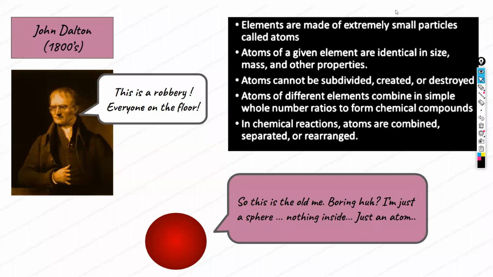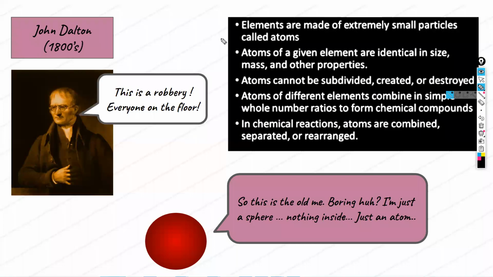All right, so let's go back to the 1800s, okay? There was this guy called John Dalton. He was interested in the atom, but remember back then, there weren't powerful microscopes and sophisticated equipment to figure out how an atom actually looks. John Dalton came up with these theories here.